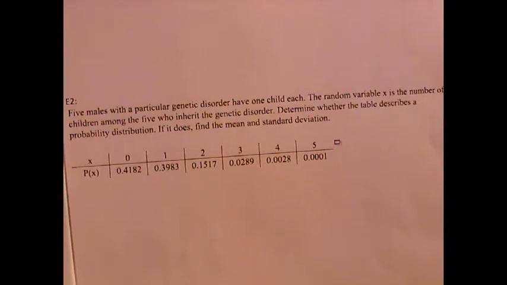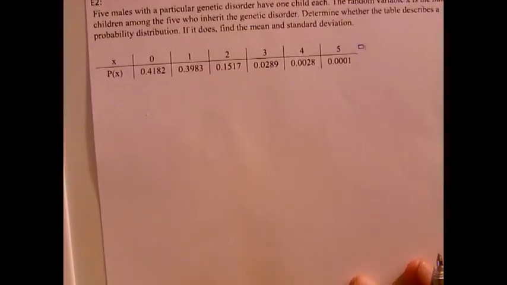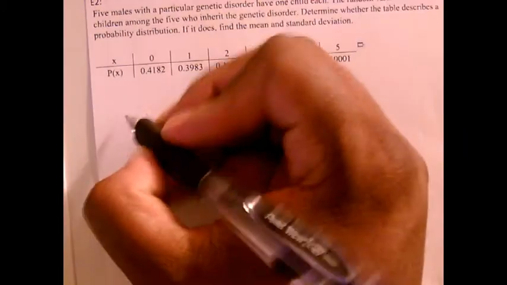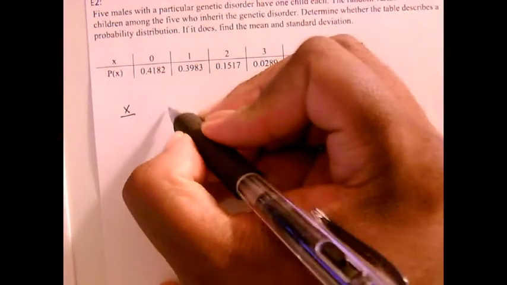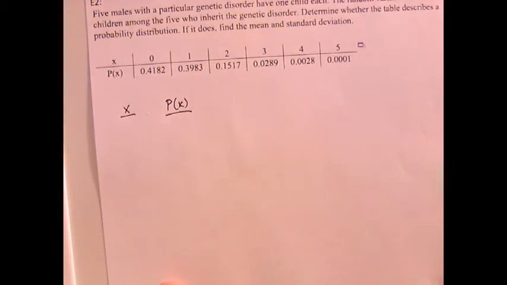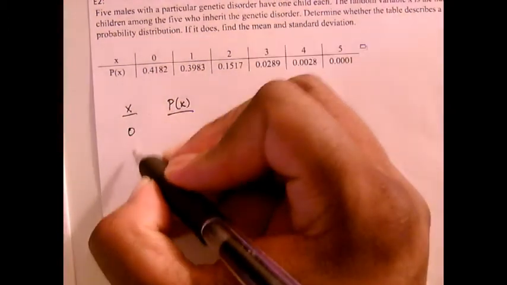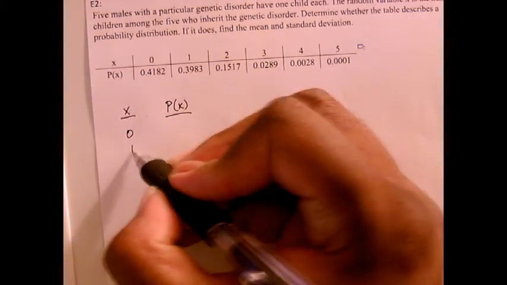Okay, and then from here I can go ahead and find the mean and the standard deviation. Okay, now here's how I'm going to set this problem up. The first column is going to be my x values. The second column will be p of x. And I'll go ahead and write down my x values, which is 0 all the way up to 5.